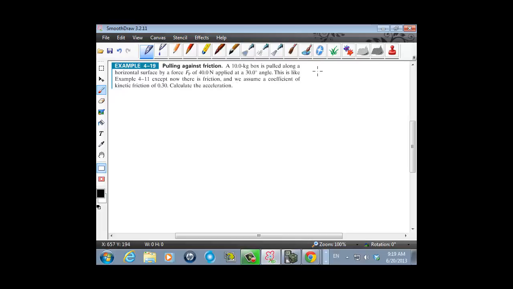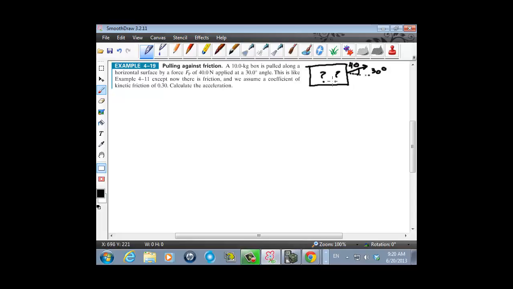Alright, so let's take a look at our 10 kilogram box. Mystery box, we don't know what's in it. And we have a 40 newton force applied at a 30-degree angle, and that force is 40 newtons.